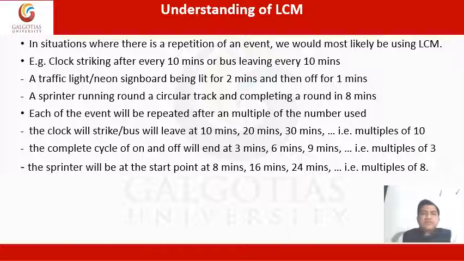Suppose I tell you there is a bus which passes from a particular bus stop after every 10 minutes. And the first bus passes at 10 a.m. Correct? Now in that case, the second bus will pass at 10:10, isn't it? The third bus will pass at 10:20, then at 10:30, then again after 10 minutes, 40 minutes, 50 minutes, 60 minutes, 70 minutes, 80 minutes, and so on. What are these numbers? These are the multiples of 10.